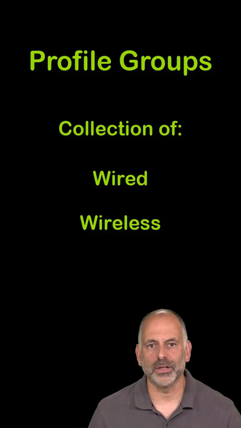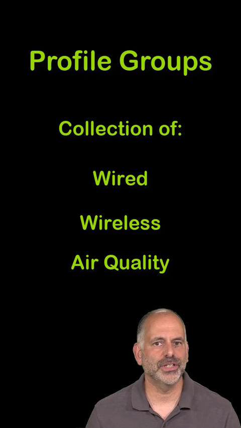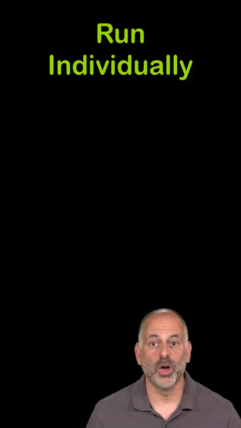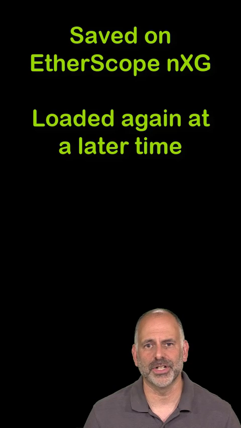A profile group is a collection of wired, wireless, and air quality profiles. We can have one or more of each of these individual profiles. Each profile may be run by itself, or they can be run sequentially. The collection of profiles can be saved on the EtherScope nXG and then loaded again at a later time.